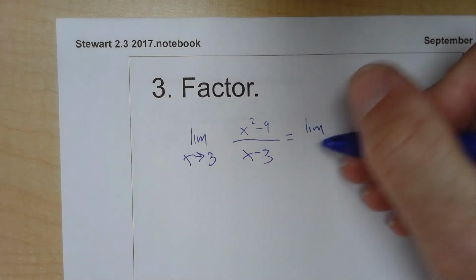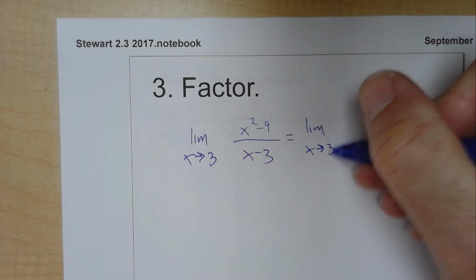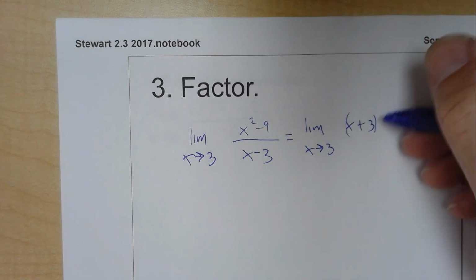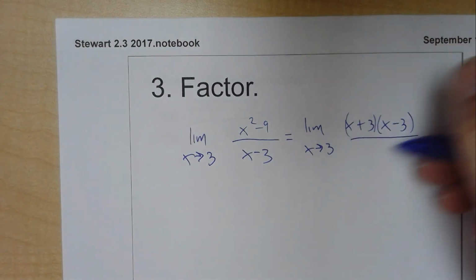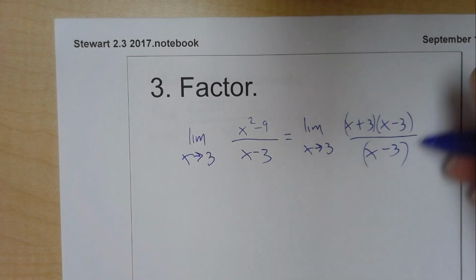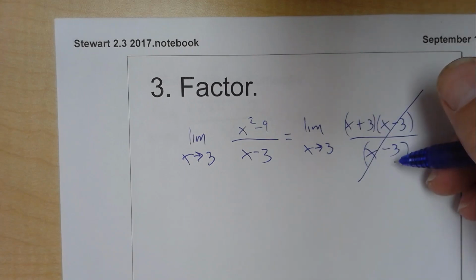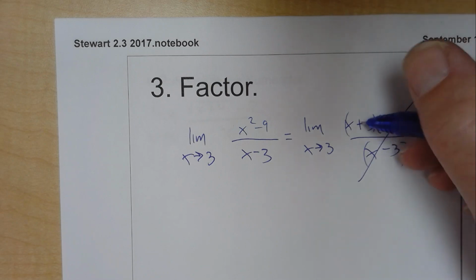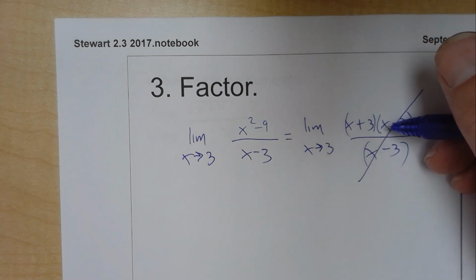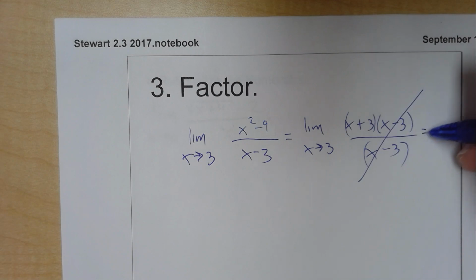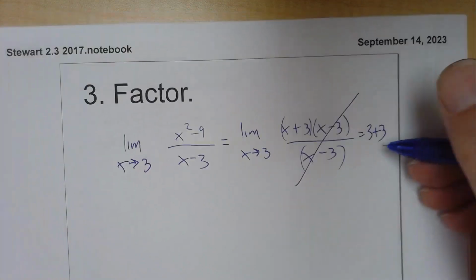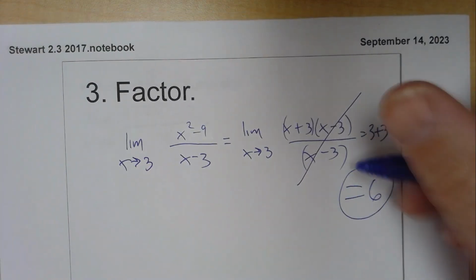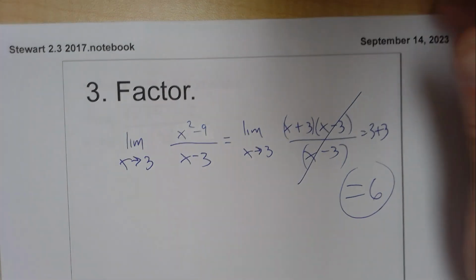So you say the limit as x goes to 3 of x plus 3 times x minus 3, over x minus 3, and then the problem goes away. That's what was causing the problem in the division by 0 and all that stuff. But this is left now. Plug the 3 in, and you get 3 plus 3, so the answer is 6. So that's a repeat of what we saw before.